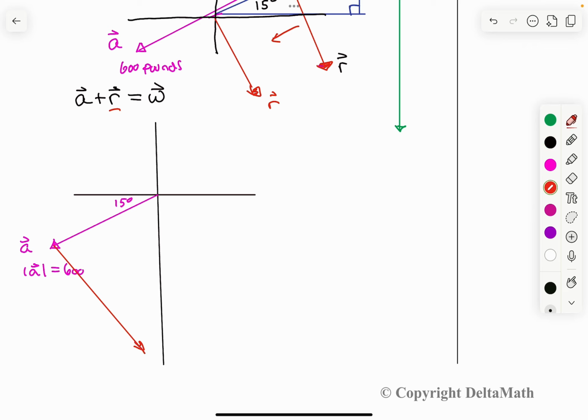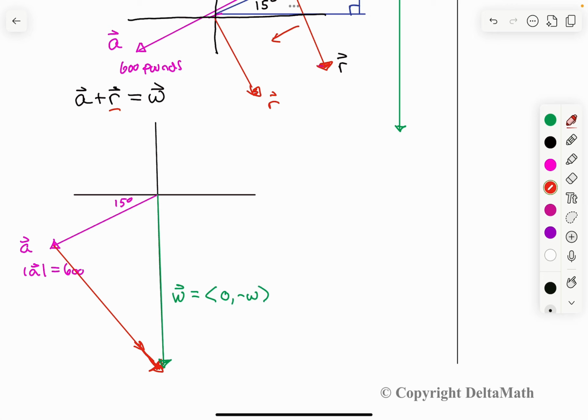Okay, I need to extend it a little bit. We're trying to show that it would equal the vector W. So this is vector W, which again we know has these components.